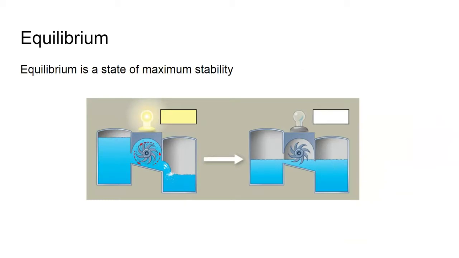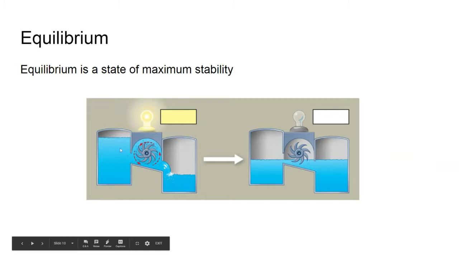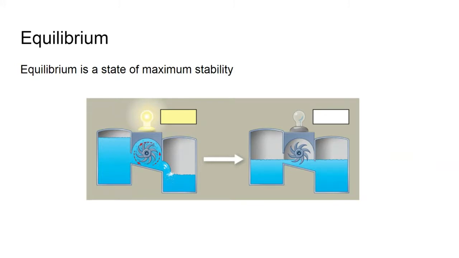So equilibrium is a state of maximum stability. An example is this right here, where the water is flowing, but over time, it's going to go from a high level to a low level, and eventually that will balance out. In cells, that does not happen, because if that does, then a cell will die. Rather, things are always moving back and forth.